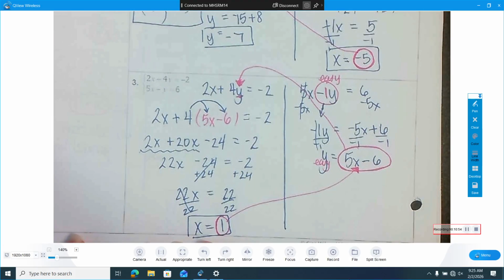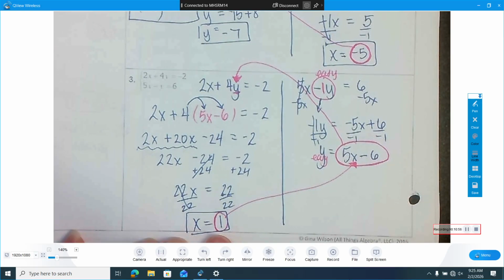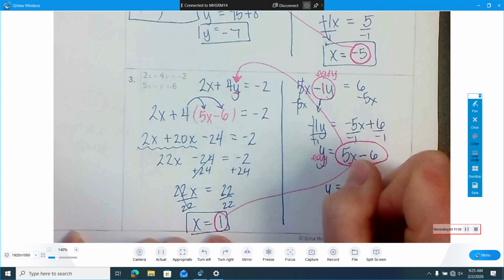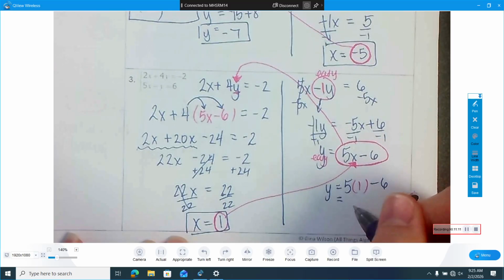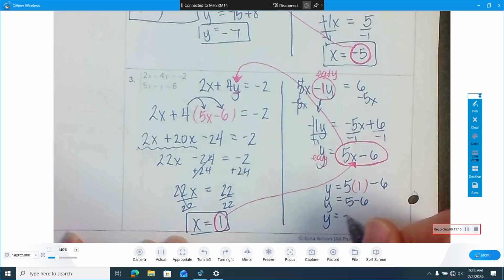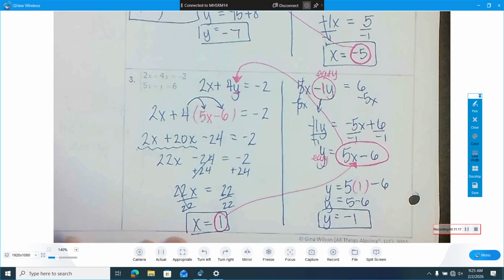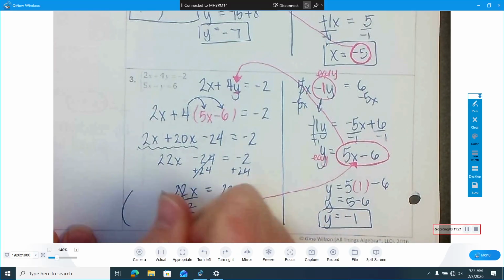It says 1 is the same as an x, so I got to take that 1 and put it right in place of my x so that I have y equals 5, and then in place of the x is a 1, and then my minus 6. Don't forget to write everything. What is 5 times 1? 5. And then 5 minus 6? Negative 1. So we get x equals 1, y equals negative 1. What's my ordered pair? Positive 1, negative 1. Good.